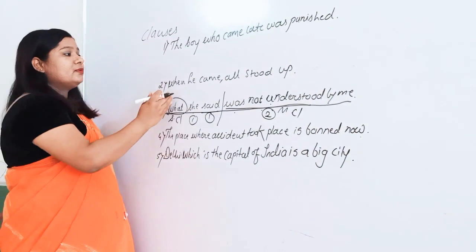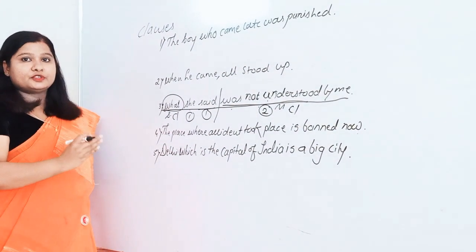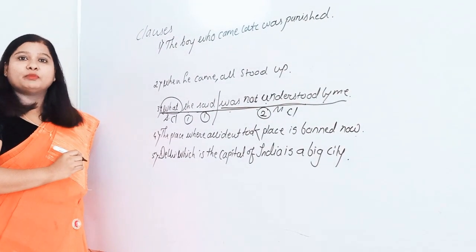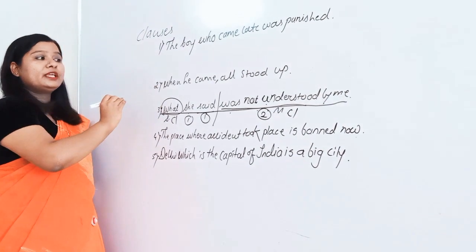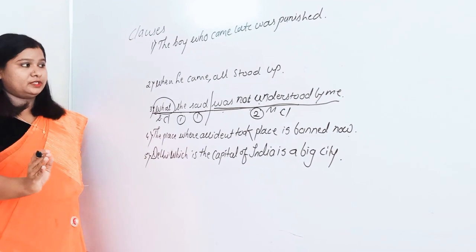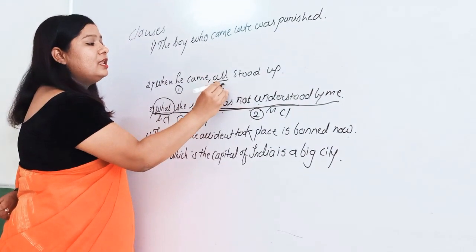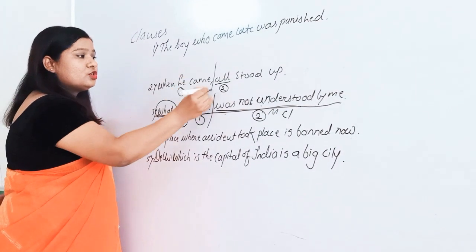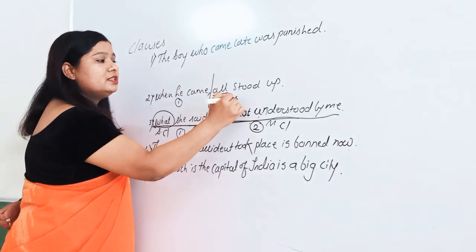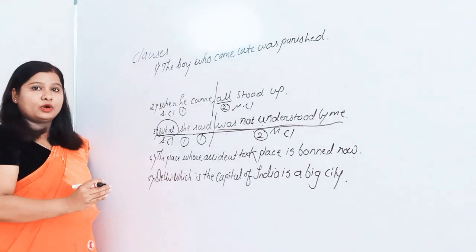Now see the sentence. When he came, all stood up. Now focus on this sentence. What is the WH word? When. So right from when is going to be our subordinate clause. And if our subordinating conjunction comes first, we are supposed to find out the second subject. So he is the first subject and pronoun all is the second subject. So from here our main clause will be there. All stood up. This is our main clause, and when he came, this is our subordinate clause.